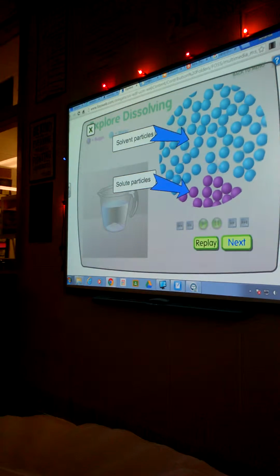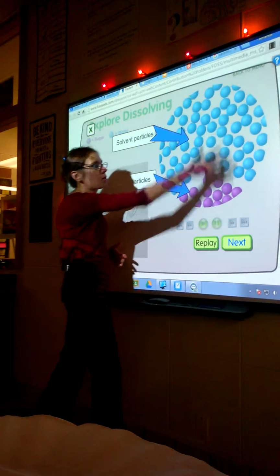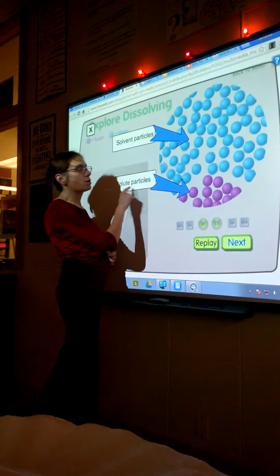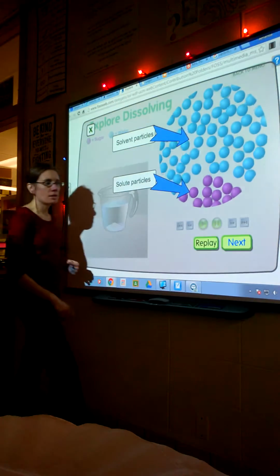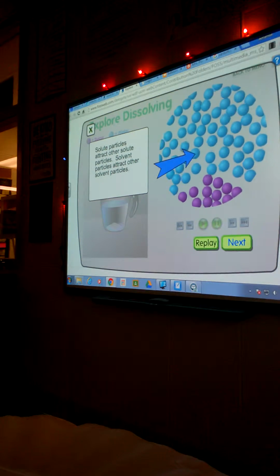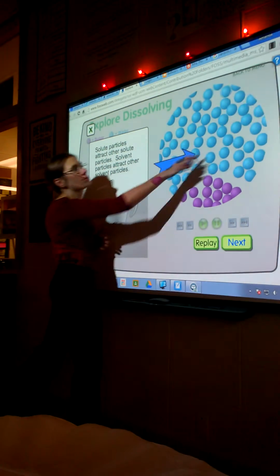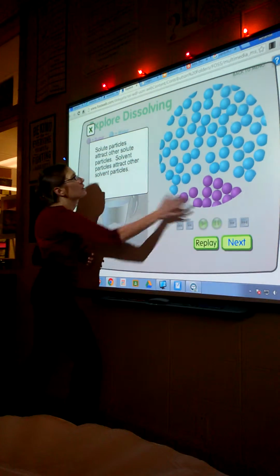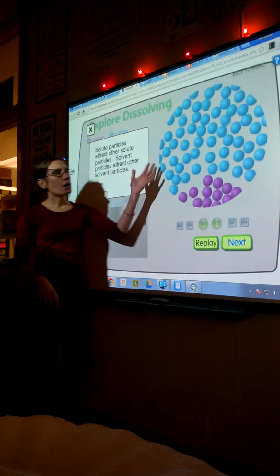Let's take a look at whatever their info is here. Oh, they labeled it for us. Water particles, the solvent, much more of. Sugar particles are the solute, much less of. So solute particles, it says, attract other solute particles. All the water particles are together, and sugar particles, and then the solvent particles are all together.